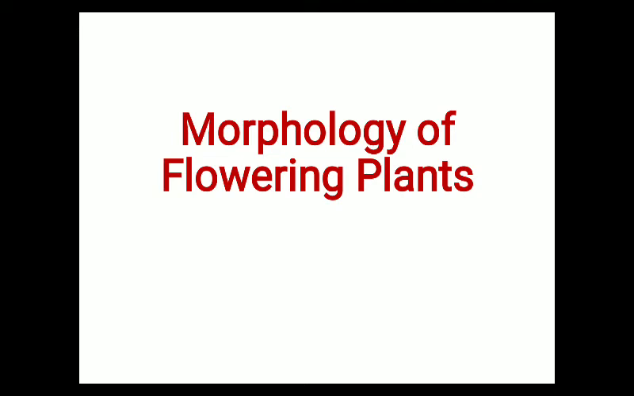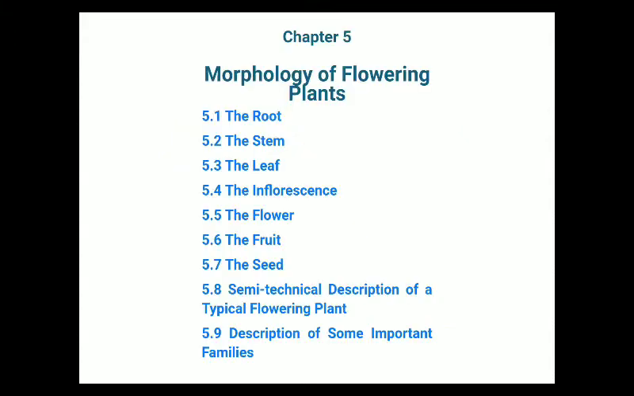Good morning, students. So, today we'll start with the second unit and chapter number 5, which is the morphology of flowering plants. So, mainly in chapter number 5, morphology of flowering plants, we have to study about a typical angiospermic plant. So, what is an angiospermic plant? All the flowering plants are known as angiospermic plants.